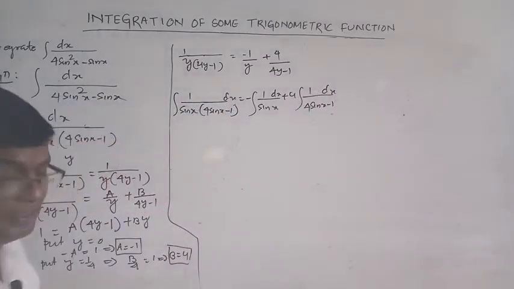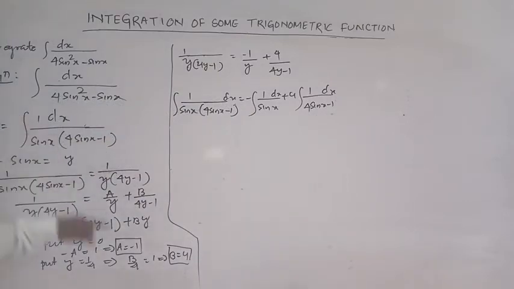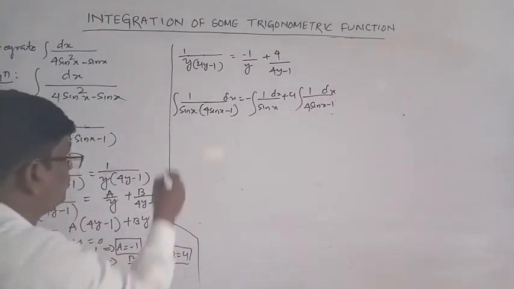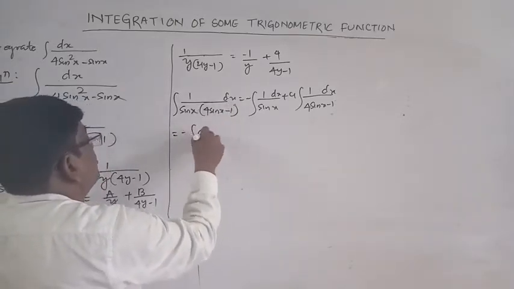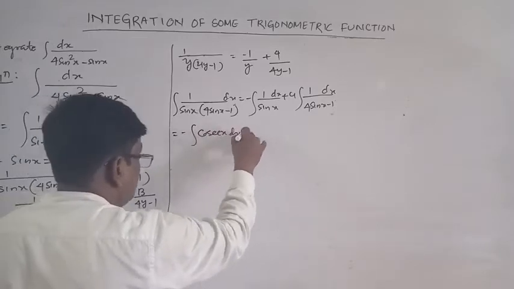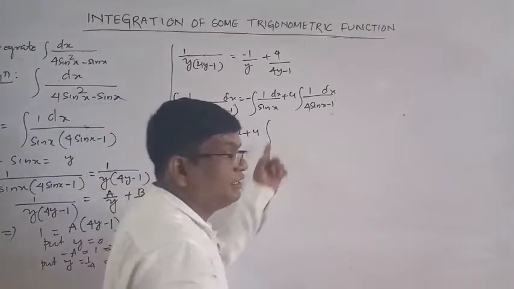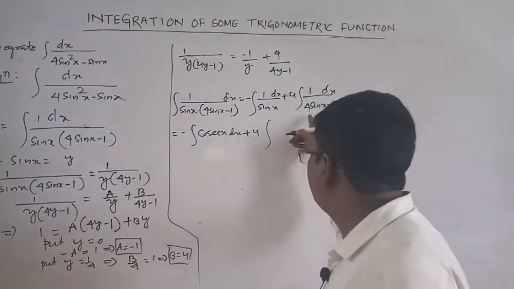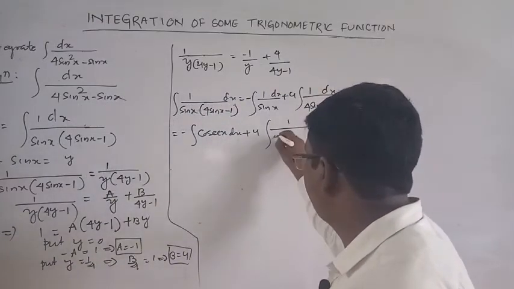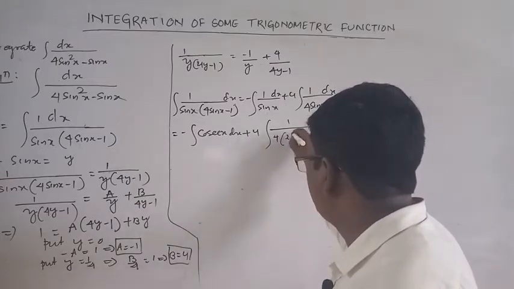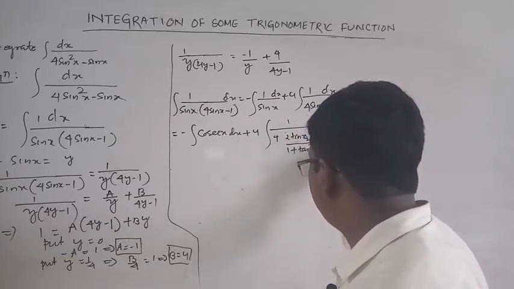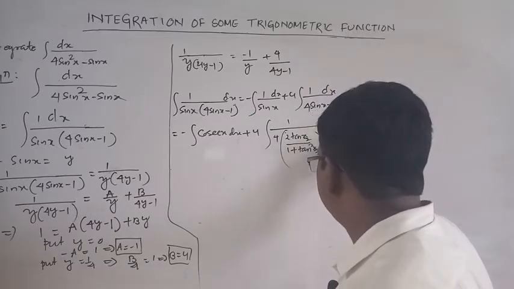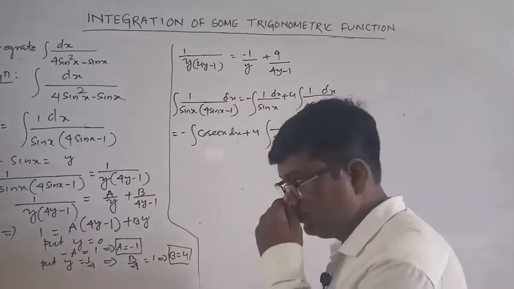Okay, this is the solution. That is a equal to minus 1 and b equal to 4. So what happens here? That is 1 by minus 1 by sin x means cosec x dx, plus 4 into, this is a plus b sin x form, so this is 1 by 4 into 2 tan x by 2 divided by 1 plus tan square x by 2 minus 1 into dx. Correct.